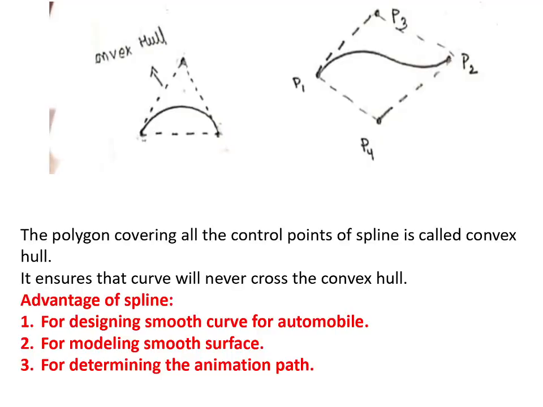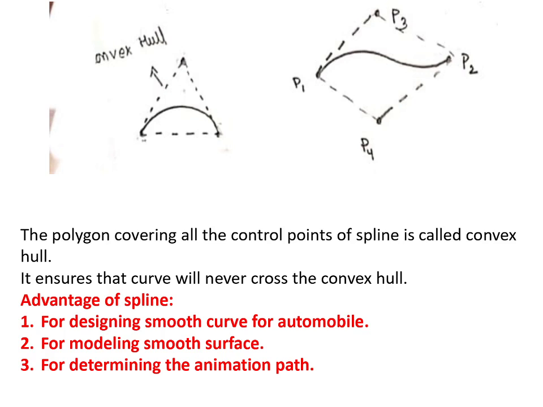When we connect the starting point and the ending point of the control points, a polygon is formed. The polygon formed is known as the convex hull. In other words, the polygon covering all the control points of a spline is called the convex hull. It ensures that the curve never crosses the convex hull. All the control points lie within the convex hull.